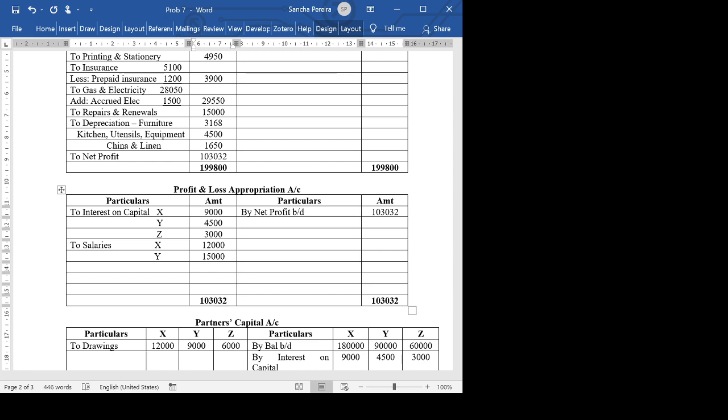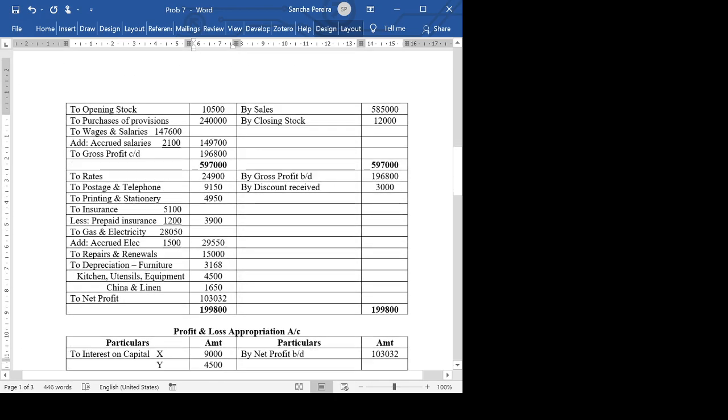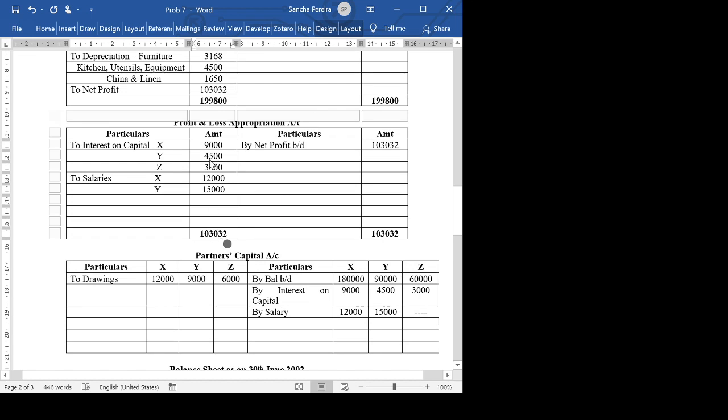Now just pay attention to how I'm doing it if you all did not understand it yesterday. Once you bring down the net profit, from this you minus all the expenses, the interest on capital and the salaries, whatever payments have been made to partners, and the remaining has to be divided in the ratio that is given to you. In this problem, it's 5:3:2. So if we minus all this from 103,032, minus 13,500, minus 30,000, we get 59,532.